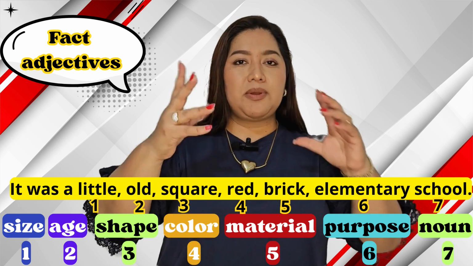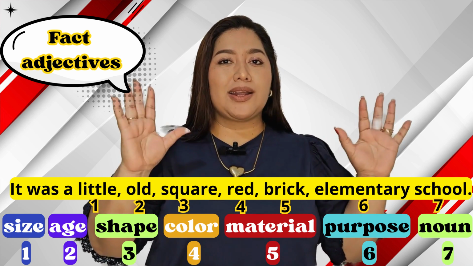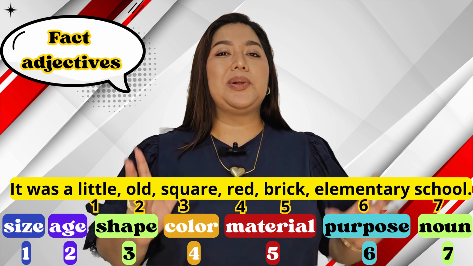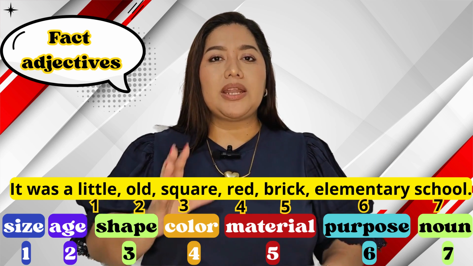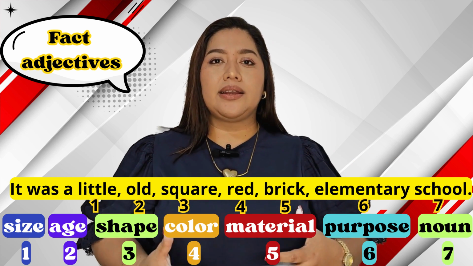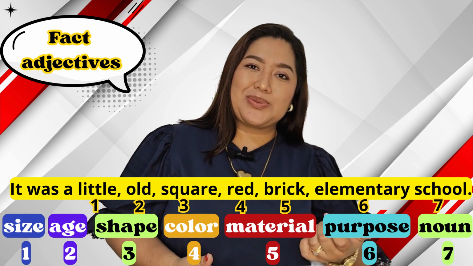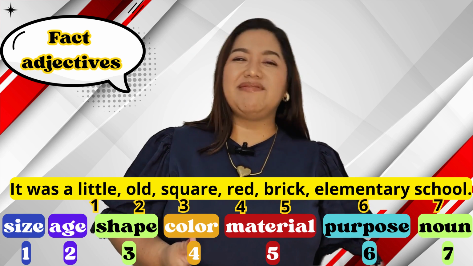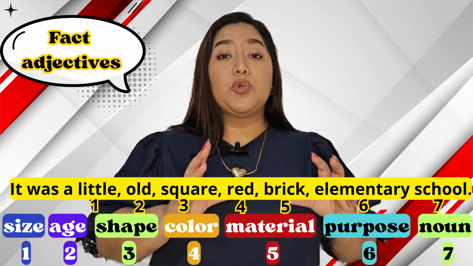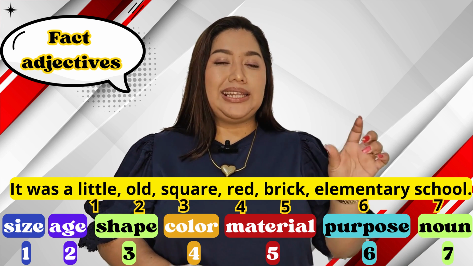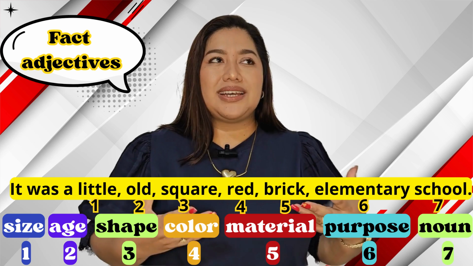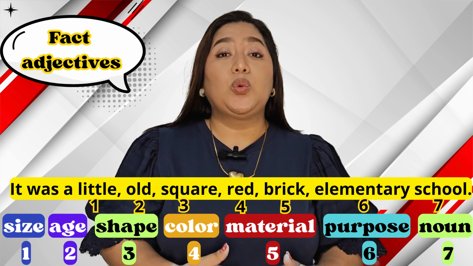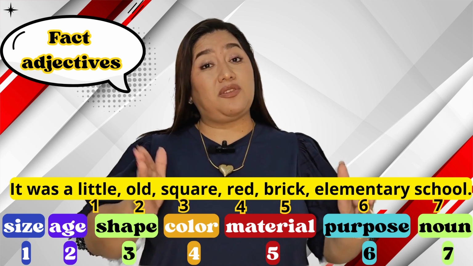So now, keep in mind this. You are used to hearing "little old school." Little old school. That's correct. But we don't usually hear "old little school." That's strange. That's weird. Old little school? No, it doesn't sound right. We usually say, little old school. So how is that possible? Well, about these fact adjectives, we need to follow a specific order.